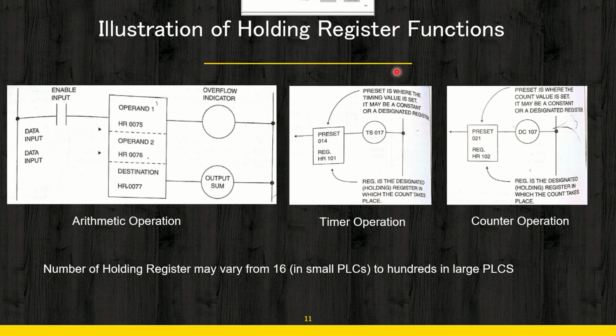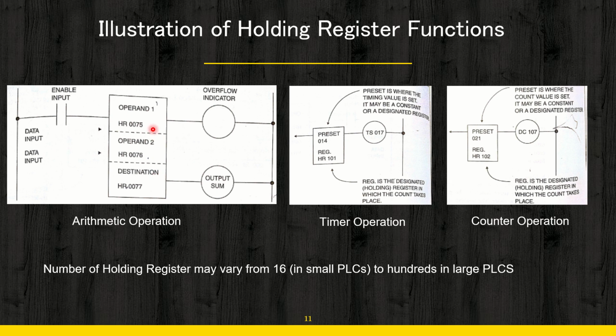So this is the illustration of holding register functions. As you can see here, this is one arithmetic operation. You can see that data input is there. There is one enable input button. The enable input works in such a manner that when this normally open contact becomes connected, then the data input is valid. Now you can see there are two data on which we are to work. One is operand 1 and the other is operand 2, and the final one is the destination.